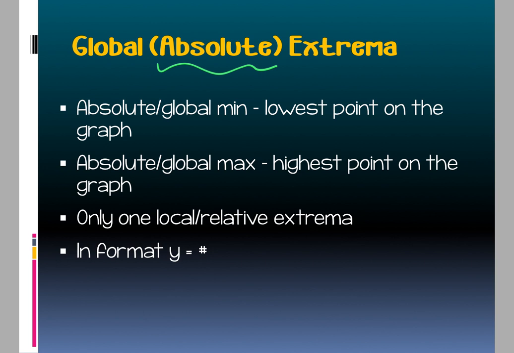Again, that's the difference. Global is the same thing as absolute, except it won't say absolute anymore. It will say global. And again, there can be only one max. There can be one max and one min, but there can only be one of each. Or there can just be one max. Or there can just be one min.